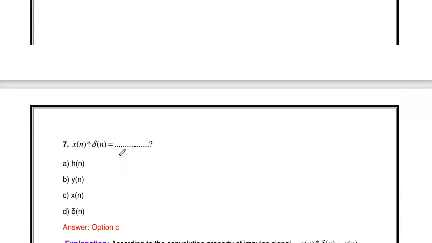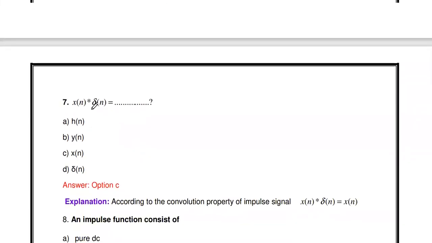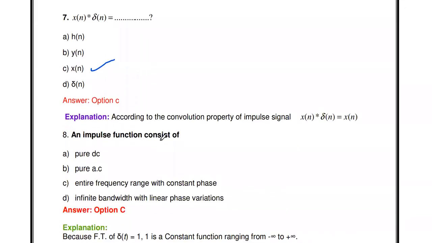Then you see the same question, but the way of asking is different. So you see here x of n asterisk del of n is equal to what? This asterisk indicates the mathematical process convolution. So what is the convolution of any signal with del of n? The same signal x of n. Okay, so this is the answer.